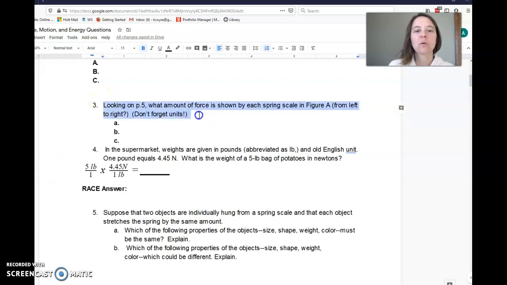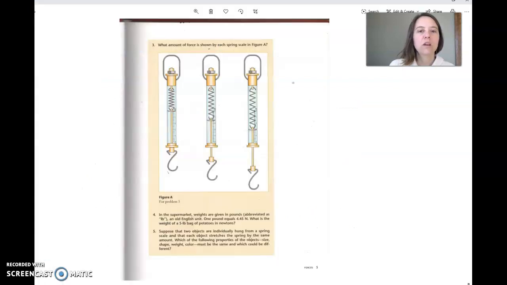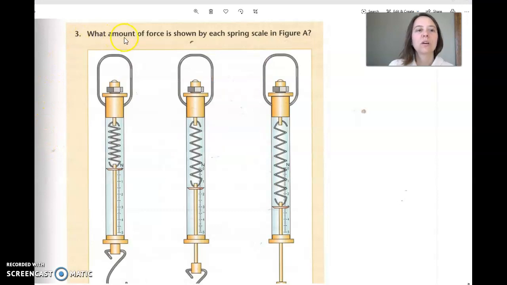Looking on page 5, what amount of force is shown by each spring scale in figure A from left to right? And don't forget your units, which remember will be newtons. So please open up your book to page 5 to follow along. Number 3 says, what amount of force is shown by each spring scale in figure A? And then we're going to do A, B, and C. In A, you can see the bottom of the force indicator is right there at 0. So we'll do 0 newtons.